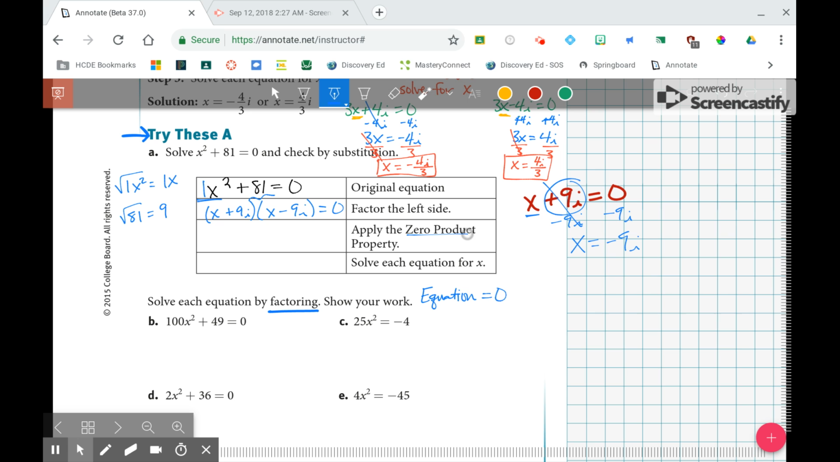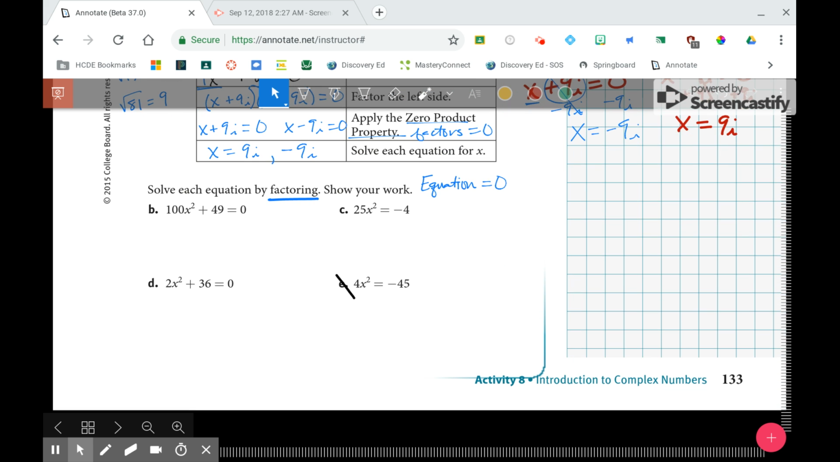Right here, the zero product property is basically just saying set the factors, in this case, equal to 0. We have x plus 9i equals 0, x minus 9i equals 0. Now over here, we're just solving for x. So we get two x values: x equals a positive 9i and x equals a negative 9i.